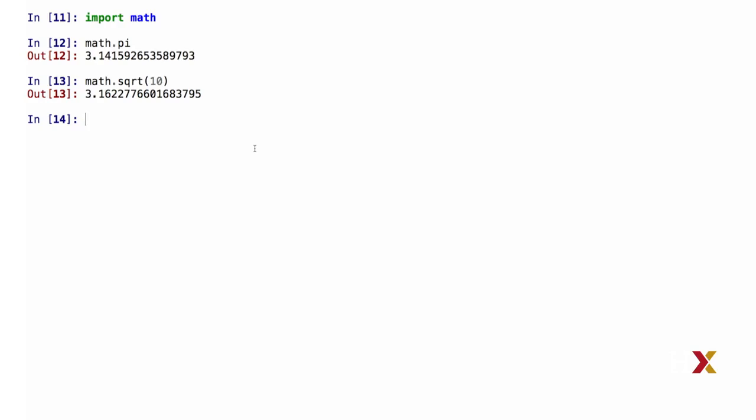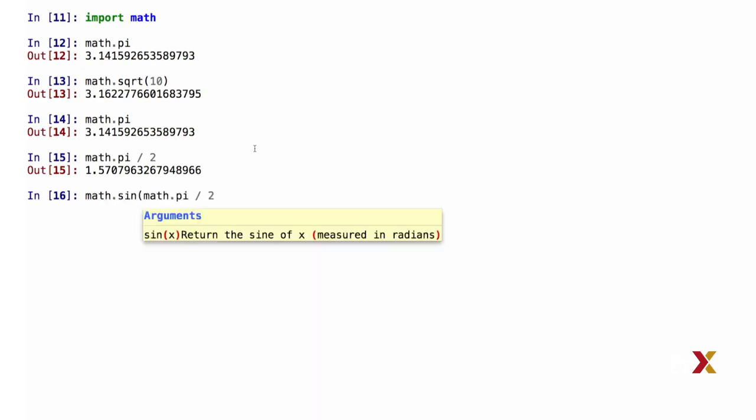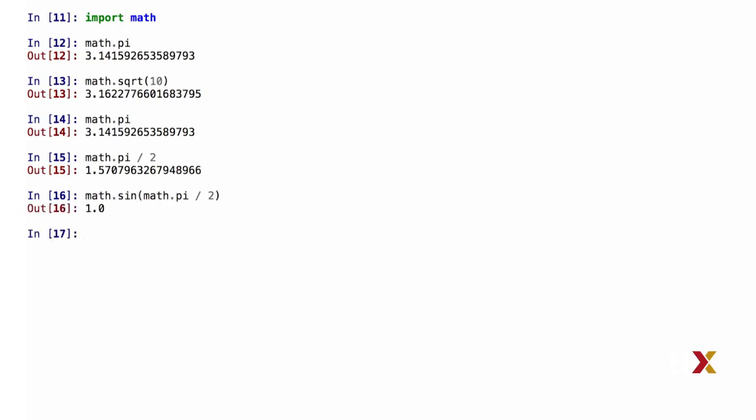Let's do something a little more sophisticated. What if I wanted to find out the value of sine pi over 2? Let's first extract the value of pi, which we know is math.pi. We can then take this number and divide that by 2. So this is our pi over 2. To take the sine of this number, we say math.sin and use math.pi over 2 as an input to the sine function. And as expected, Python tells us the sine of pi over 2 is exactly 1.